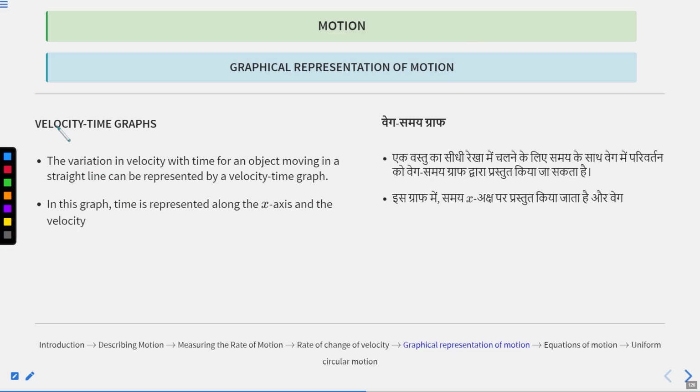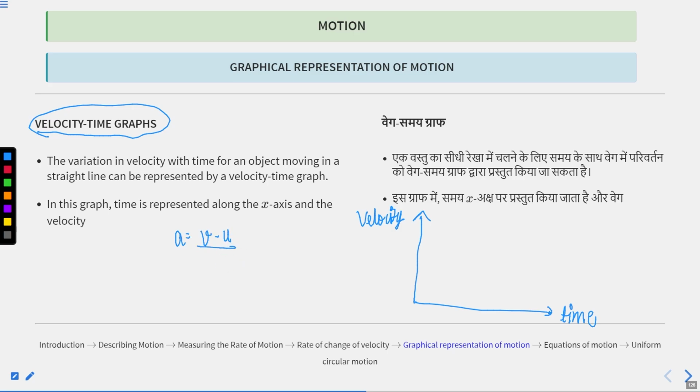Now we will start a new type of graph, which is the velocity-time graph. Similar to the distance-time graph, in the velocity-time graph, time is on the x-axis and velocity is on the y-axis. And according to the formula A equals V minus U divided by T, the velocity-time graph gives acceleration.